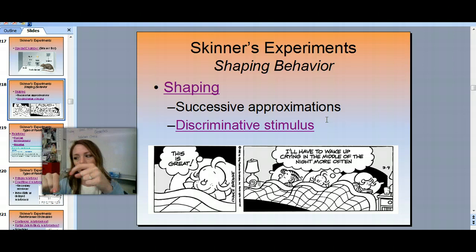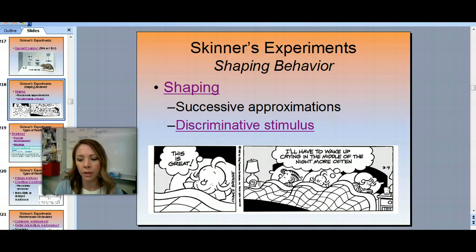Successive approximations means that as I start being successful approximately, I get rewarded for that. Discriminative stimulus, so this is where we start to discriminate between two things. So the rat starts to realize if I go this way, I don't get food. If I go this way, I do. So discriminating between the two and getting rewarded for the things that you want to see behavior-wise.